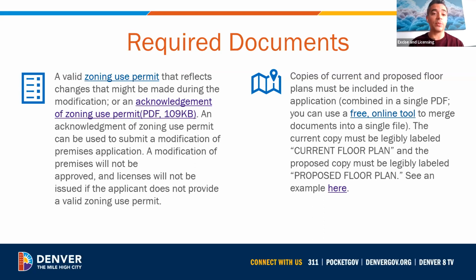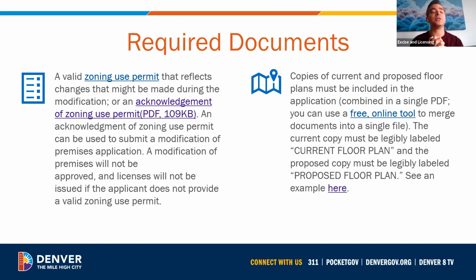We'll talk first about the valid zoning use permit. A valid zoning use permit is required and must reflect changes that might be made during the modification. I'm going to go over that a little bit more in detail. We do understand that our partners in zoning have a tremendous amount of work on their plate. And so if you have just started that process of applying for your new zoning use permit, you can submit an acknowledgement of zoning use permit form. That acknowledgement can be used to submit the modification of premises application, but a modification of premises application will not be approved and licenses will not be issued if the applicant does not provide a valid zoning use permit.